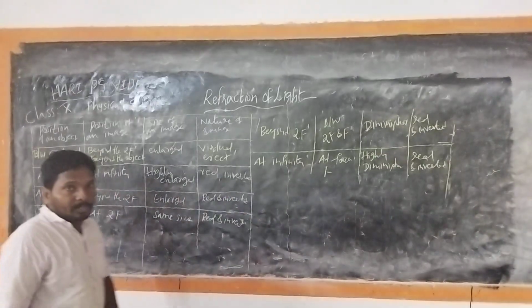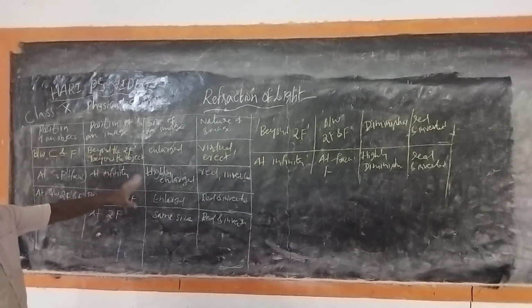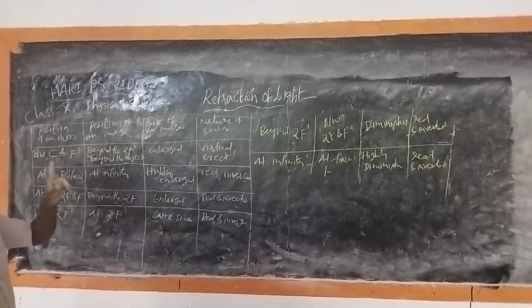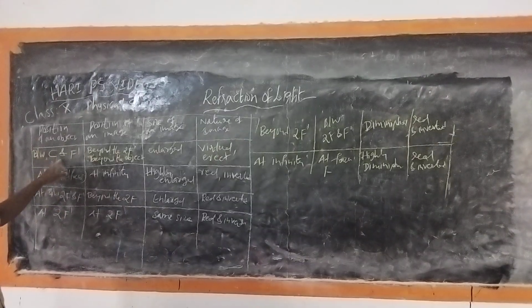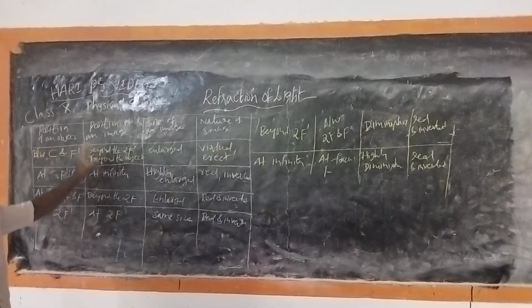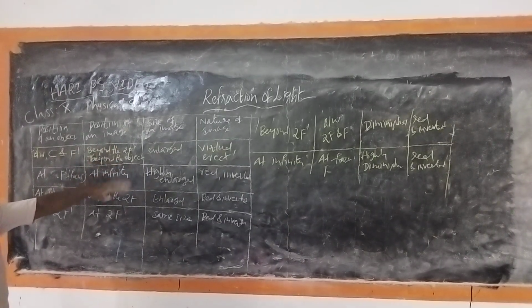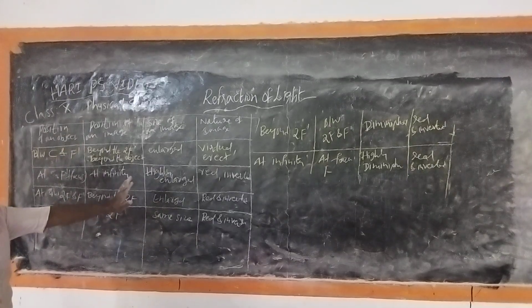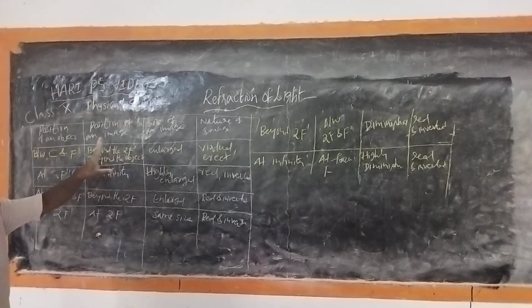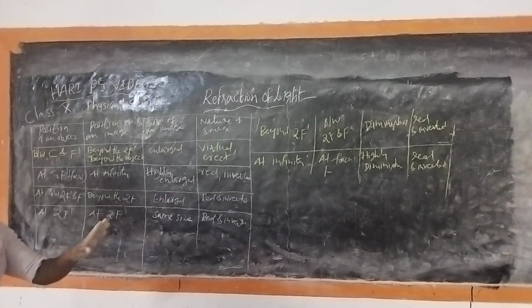So whenever you observe, a convex lens forms a real and inverted image, except in one case: if the object is placed between the optic center and the focus, in that case it forms a virtual and erect image. In all the remaining cases it forms real and inverted images only.